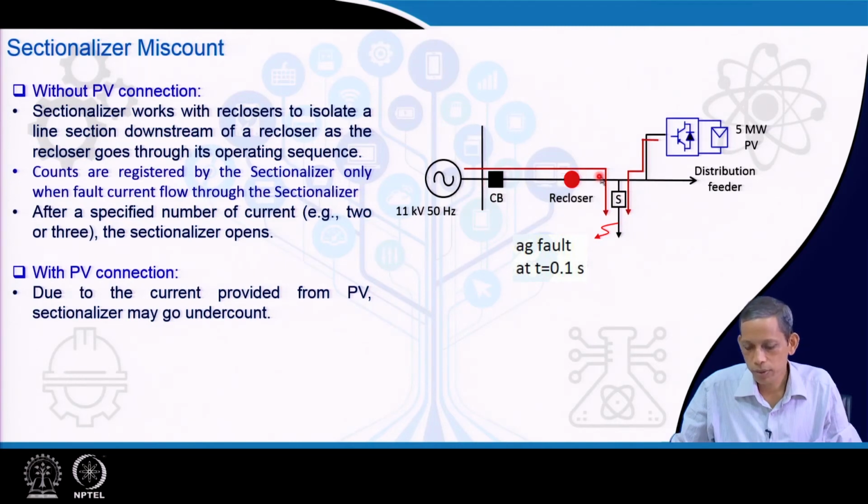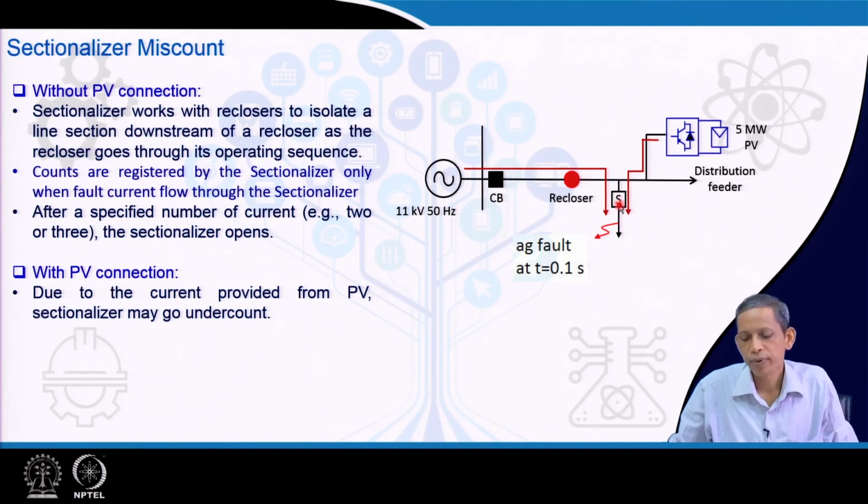and on the recloser side current flows here. So, even though the recloser is open, this current flows. Therefore, the sectionalizer will not be able to see the interruption of current. It means that the number of counts upon which the sectionalizer decides will now be a different one, and that is why we talk about the miscount by the sectionalizer.